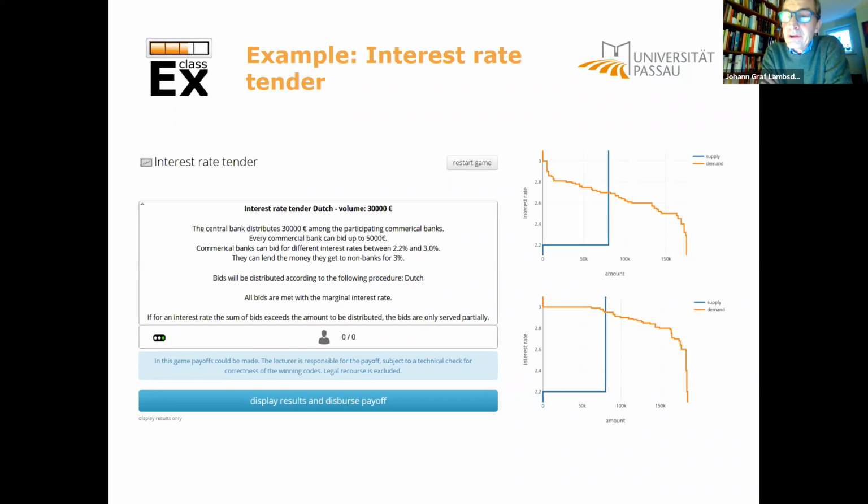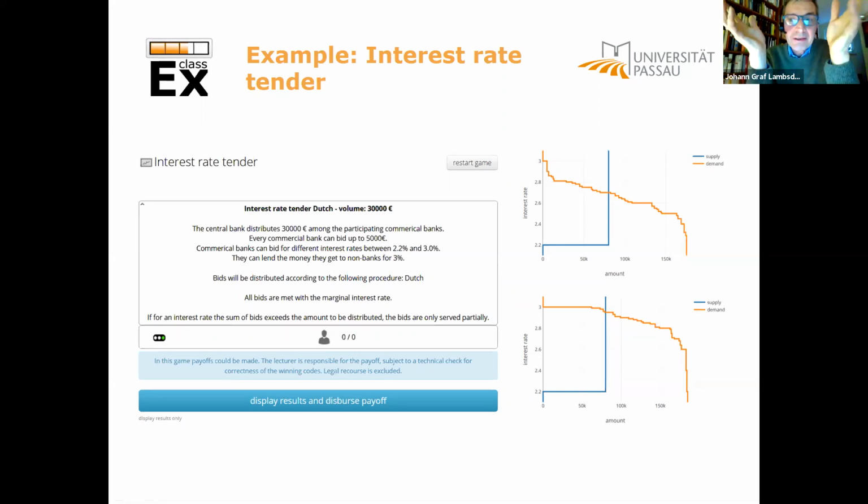And the next thing is you can switch between a Dutch, by the way, down below here, this is Dutch and this is American, a multiple rate tender. And in a multiple rate tender, you would have to pay whatever you bid. So if you bid 3%, then you're paying 3%. If you bid 2.8%, you pay 2.8%. Whereas in the Dutch bidding, irrespective of how much you bid of the interest rate, you all pay only the marginal interest rate.